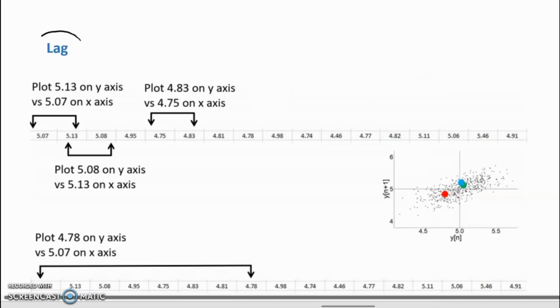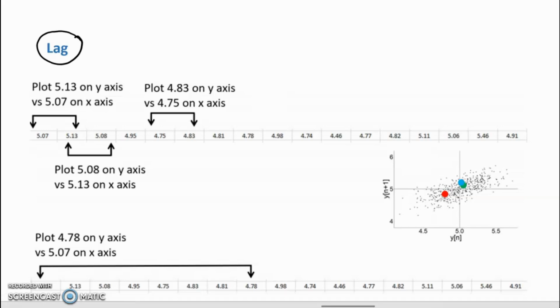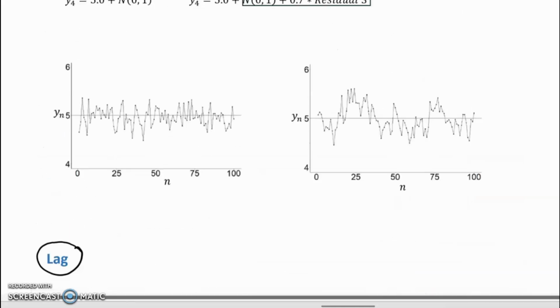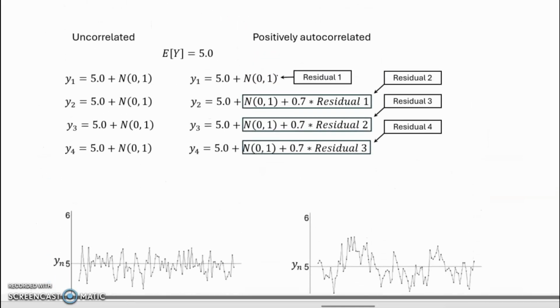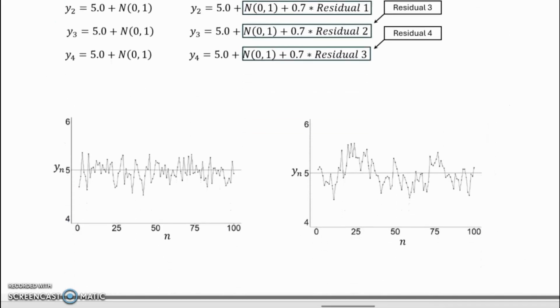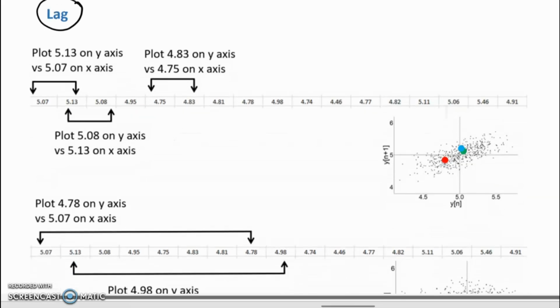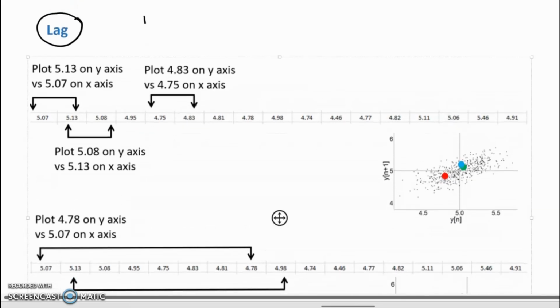Now I want to talk about the concept of lag, which is a really important concept when we're dealing with autocorrelation. So to talk about lag, we're going to have a single random variable y, and we're going to have a sequence of values of that random variable shown here. And this sequence of values was generated using the process shown here that resulted in this chart shown here. And we're going to begin with a lag of 1.